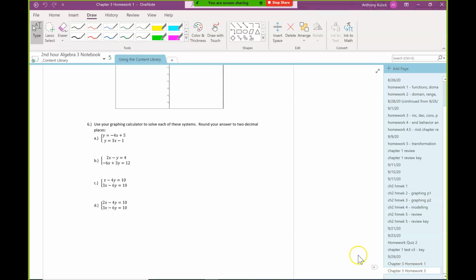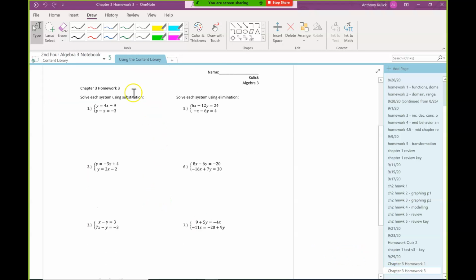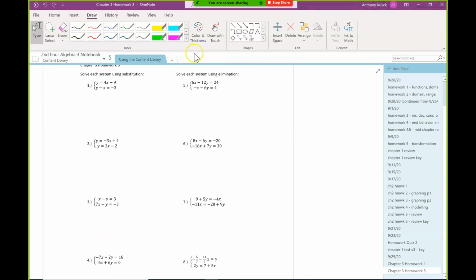On homework 3, I have 4 problems that I ask you to do with substitution, and then 4 that I ask you to do with elimination. I need to see work on those, so make sure you're showing your work. If you need more space, you can write on the side or whatever. Okay? That's it.